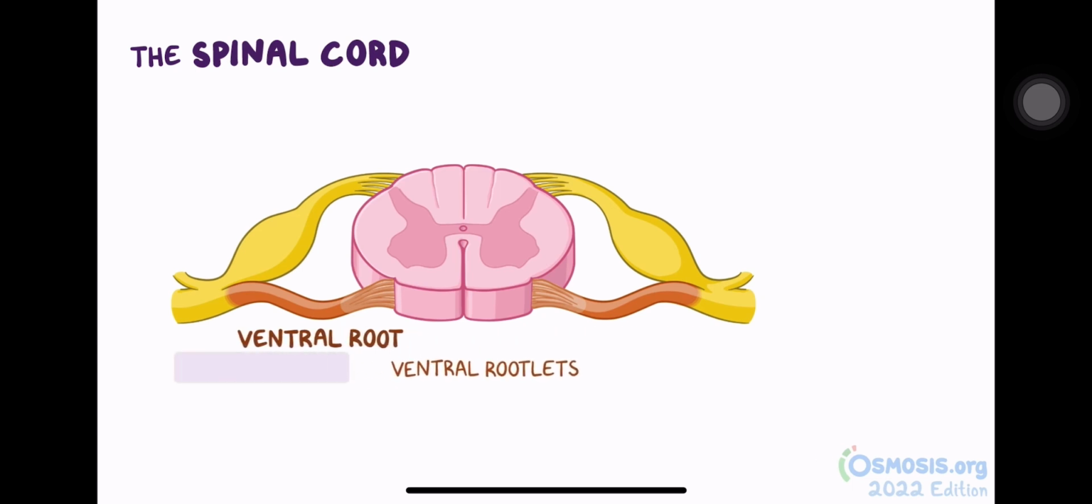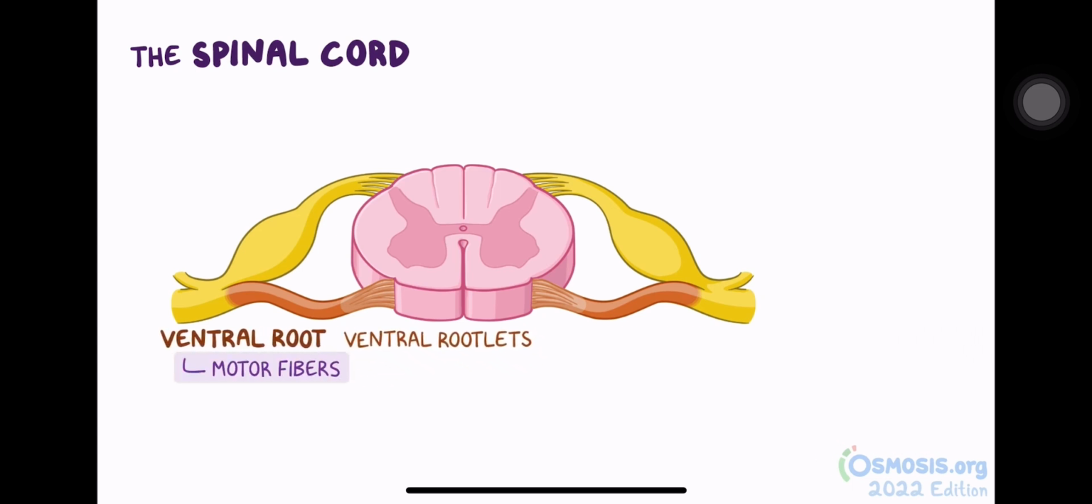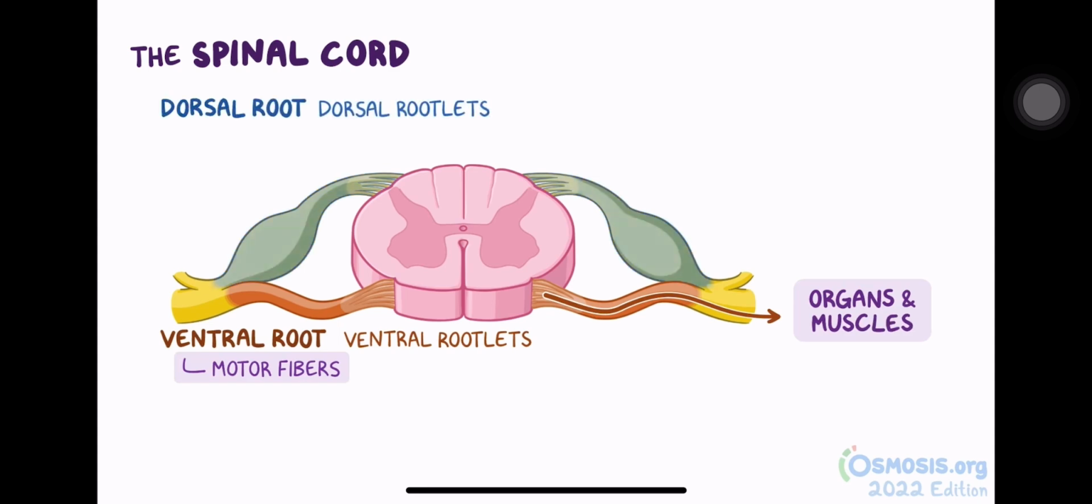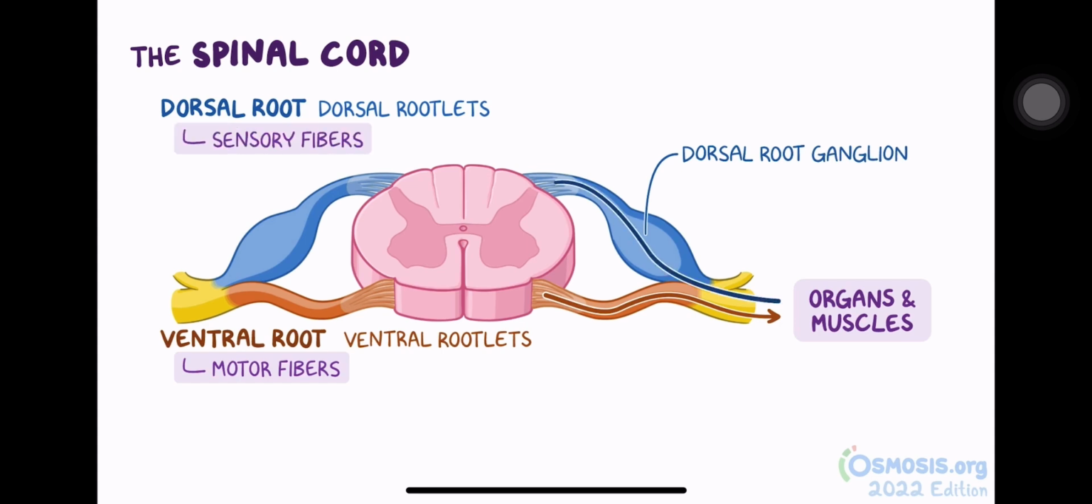Ventral rootlets and roots carry motor fibers that travel from the spinal cord to different organs and muscles, while their dorsal counterparts, with a sensory ganglion called the dorsal root ganglion attached to each dorsal root, carry sensory fibers from organs and receptors throughout the body to the spinal cord.